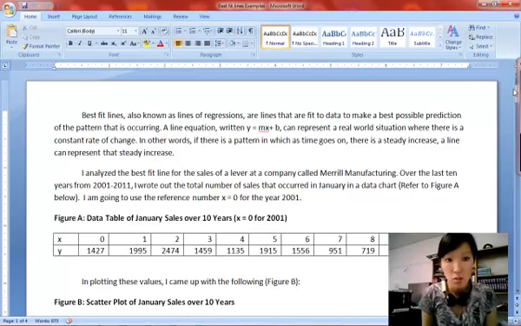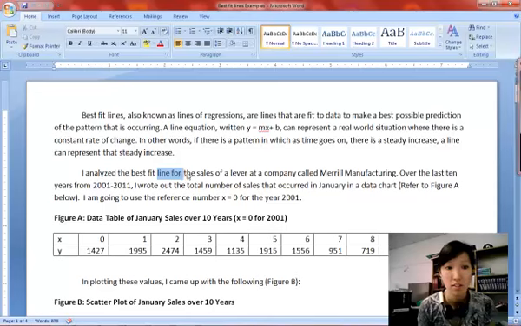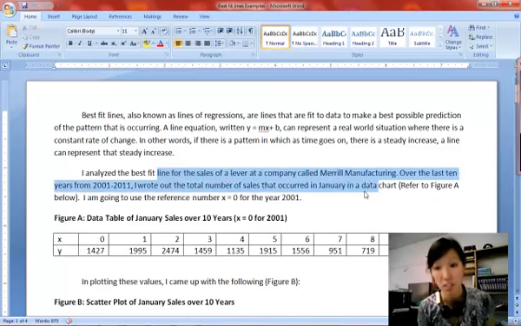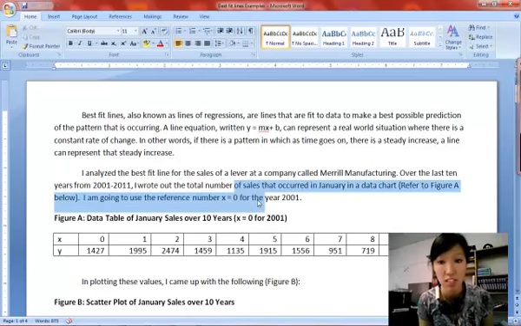Best fit lines, also known as lines of regression, are lines that are fit to data to make a best possible prediction of the pattern that is occurring. I'm going to skip down here. I analyzed the best fit line for sales of a lever at a company called Merrill Manufacturing. Over the last 10 years, from 2001 to 2011, I wrote out the total number of sales that occurred in January in a data chart.